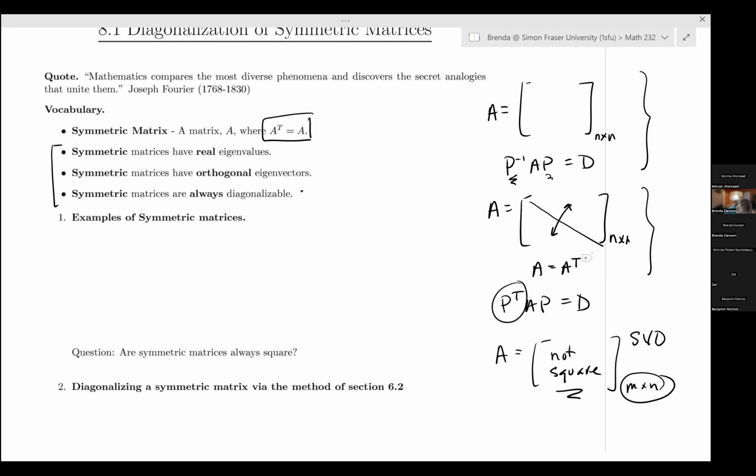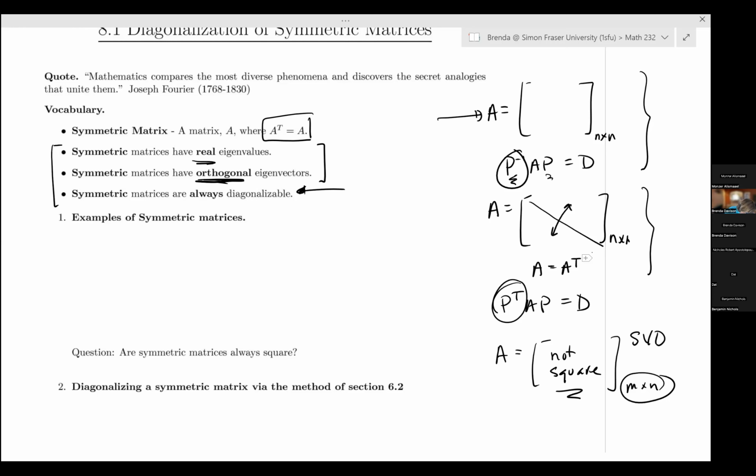First of all, they're always diagonalizable, unlike these guys, which sometimes didn't diagonalize. These guys are always diagonalizable, so that's also a nice feature. Then these two things here: all symmetric matrices have real eigenvalues, and if you have a symmetric matrix, the eigenvectors are orthogonal. So that's a nice feature.